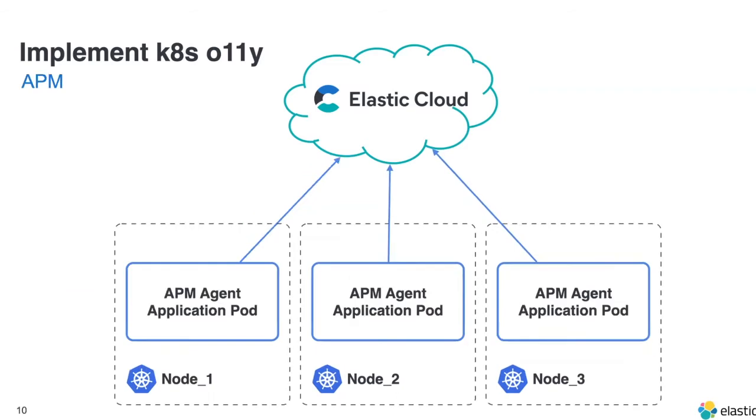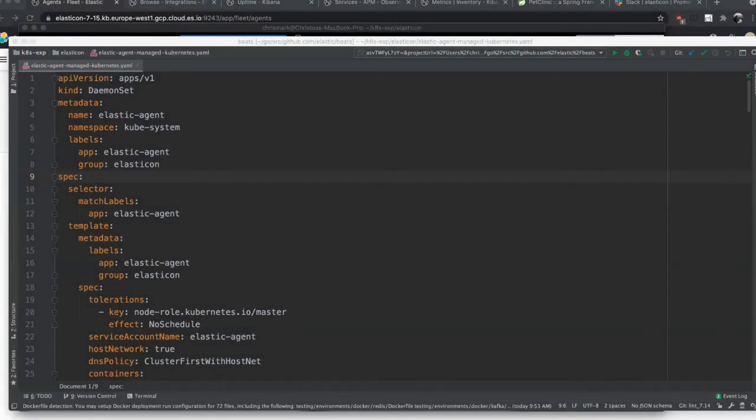However, we don't stop here. We also add APM data into our toolset by injecting APM agents into our applications so as to collect traces for them. Let's see all this in action now. The only thing that we need to deploy is Elastic Agent. Let's see how the manifest for Elastic Agent looks.